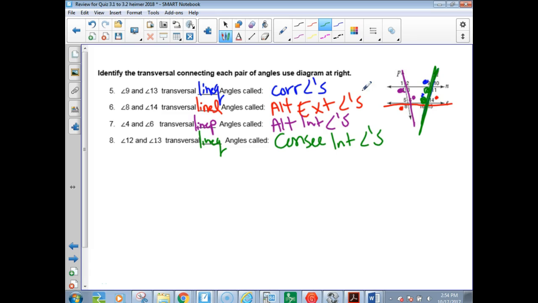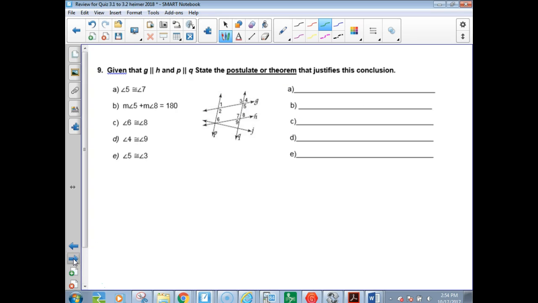Because they're between these lines. Okay? I was asked a question, so I was trying to answer. All right. Given that G and H are parallel and P and Q are parallel, state the postulate that justifies the conclusion. I'm not even going to highlight anything yet.